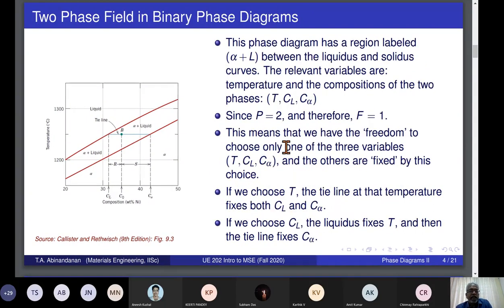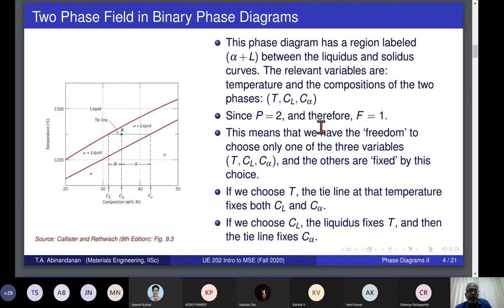All right, so let's see how this works out for the two-phase field. Now, we have already mentioned that if the alloy finds itself in a two-phase region of the phase diagram, then the compositions of the two phases are given by the phase boundaries that lie at the end of the tie line. Tie line is basically the temperature horizontal, and it's only a line segment. It is not the entire line. It is only the line segment between the phase boundaries. So the relevant variables here are the temperature and the compositions of the two phases.